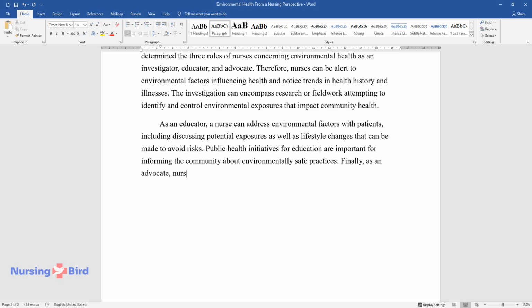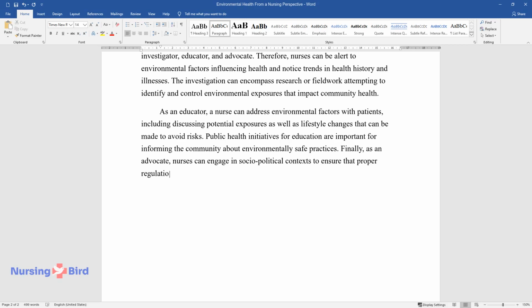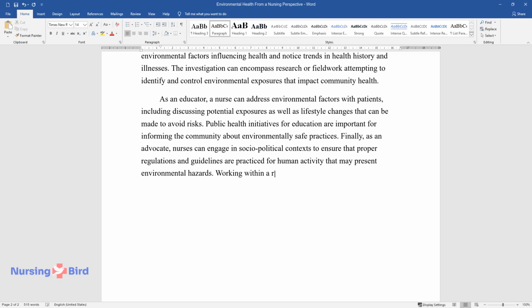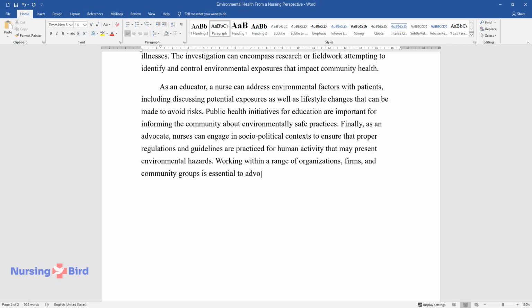Finally, as an advocate, nurses can engage in socio-political contexts to ensure that proper regulations and guidelines are practiced for human activity that may present environmental hazards. Working within a range of organizations, firms, and community groups is essential to advocate appropriate protections for environmental health.